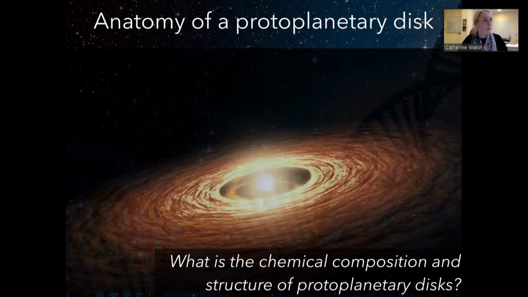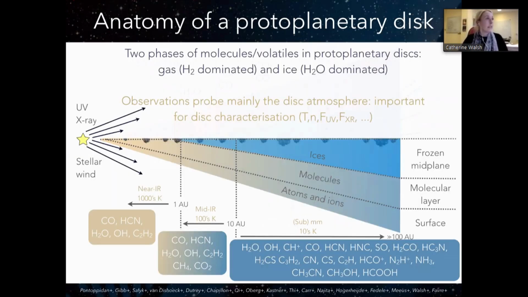So to move on a little bit more into the introduction, the next thing I'm going to cover for the next few minutes is what we already know about the chemical composition and structure of protoplanetary disks. So you can see here a cartoon of a disk around a young star, and the disks are formed out of dust and gas, very much the same material that we have in our molecular clouds. The volatiles or molecules in the protoplanetary disk can have two phases, very much the same as in molecular clouds. We have the gas phase, which is mainly molecular hydrogen, and we have the ice phase, which is mainly water, because oxygen is one of the most abundant elements after hydrogen and helium.